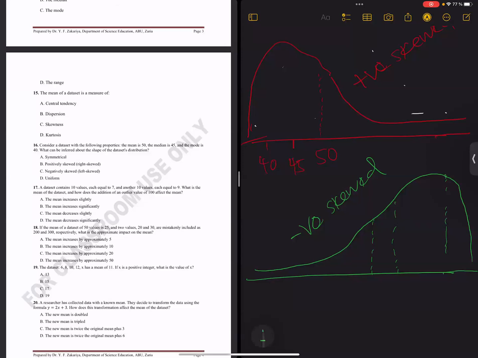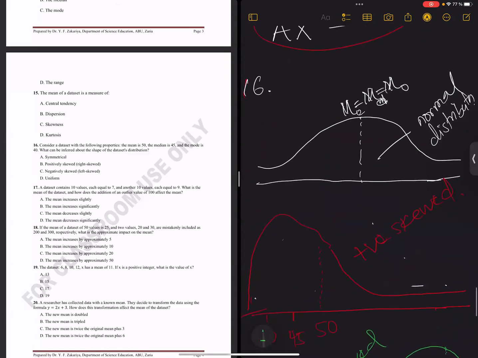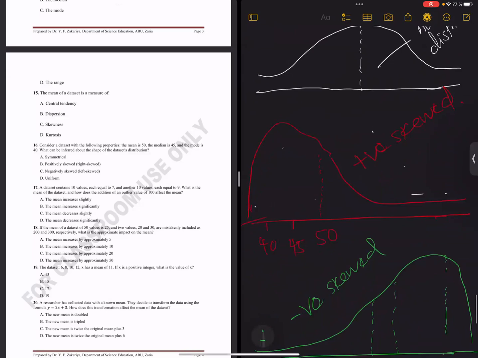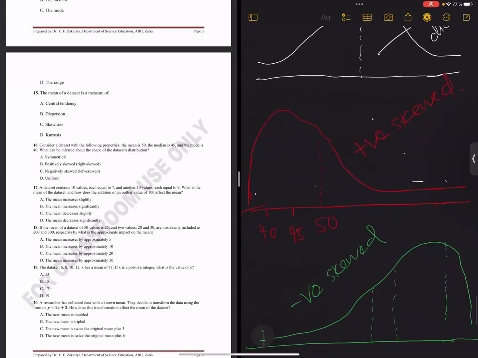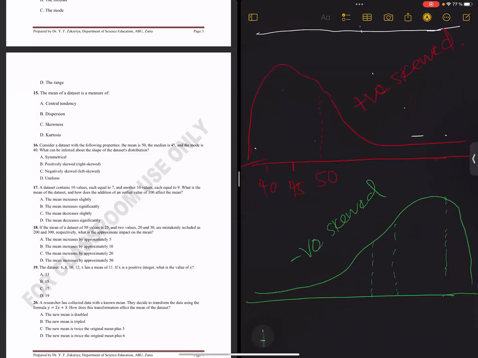Number one, it is not normal, because in the normal distribution, the three of them must be equal. Positively skewed is where you have the mode and the median less than the mean. And negatively skewed, you have the mode and the median greater than the mean.